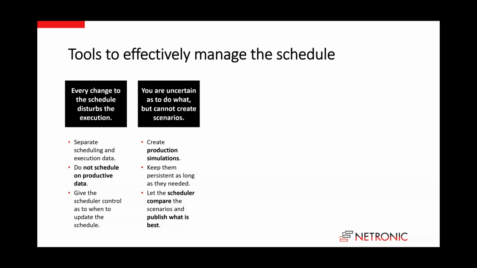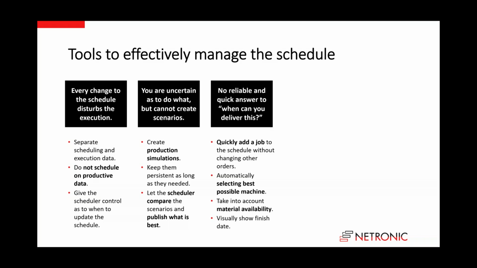And then the scheduler can compare scenarios and then take control and publish the best schedule that he built, the schedule that meets their business goals best. We give them tools to quickly add a job to the schedule without changing other orders. And we can also let this mechanism automatically select the best possible machine, in terms of the one that gets this particular operation done the earliest.